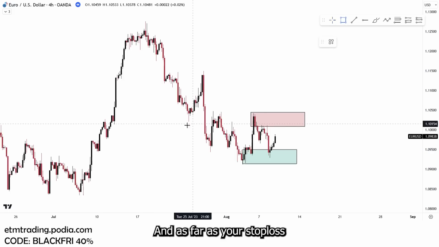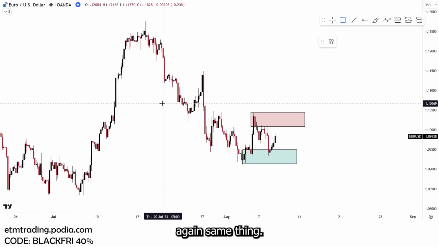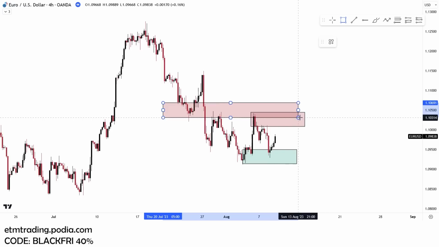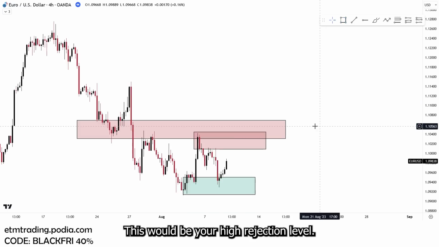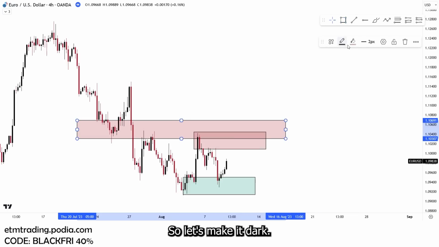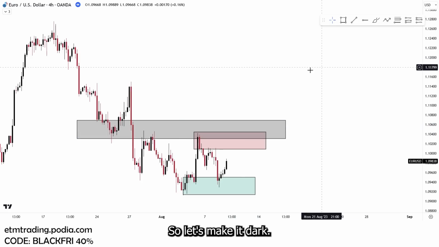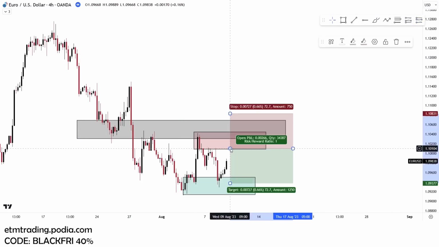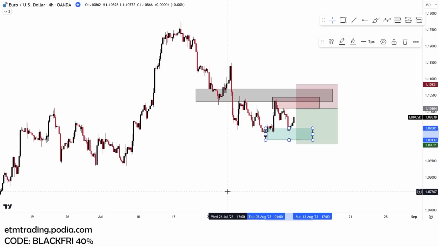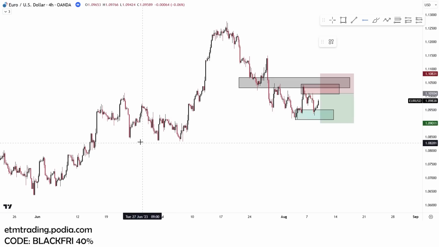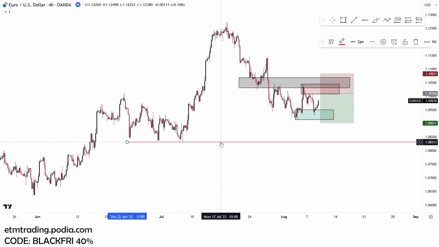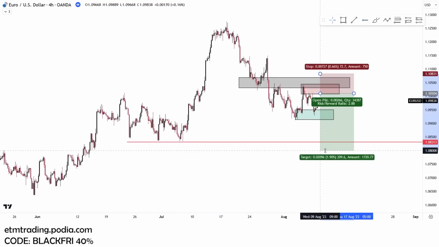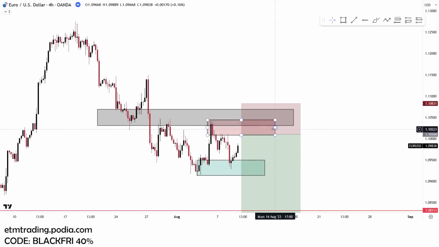And as far as your stop loss, again, same thing. This would be your high rejection level. So let's make it dark. Your first TP would be right below this level. And for your second TP, always can look to the left and find another level of external liquidity and take price down there. Now, why is our stop loss pretty huge?